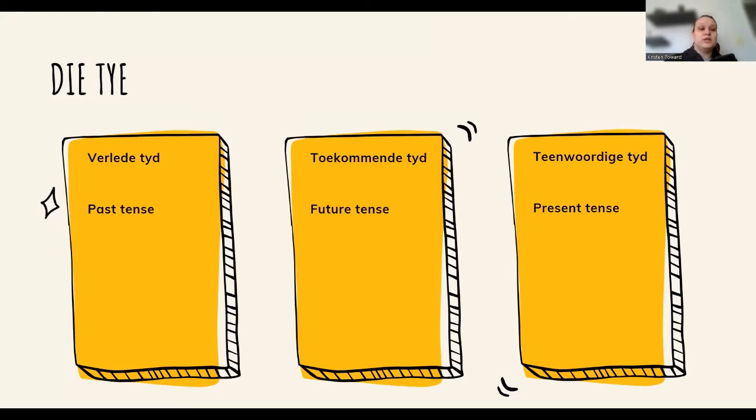The first thing you would need to know is what the different tenses are. The first tense we're going to talk about is verlede tyd, that's your past tense. Then you have your toekomende tyd, which is your future tense. And then you have your teenwoordige tyd, which is your present tense.